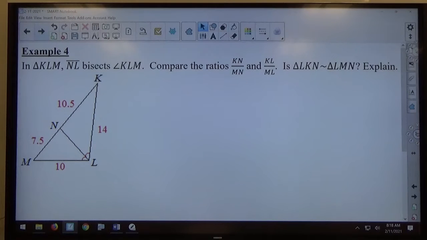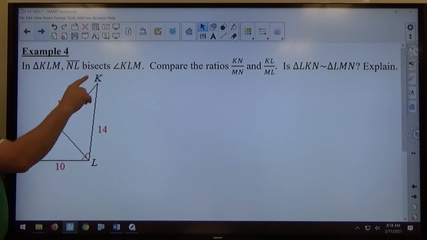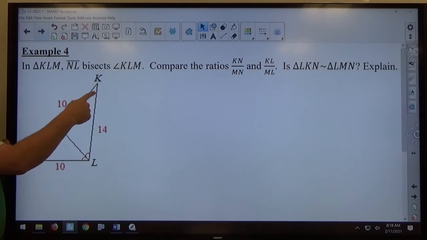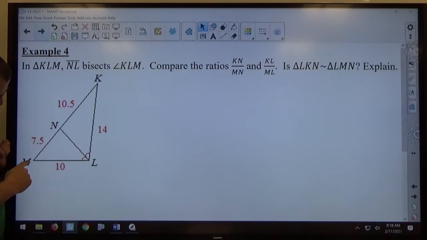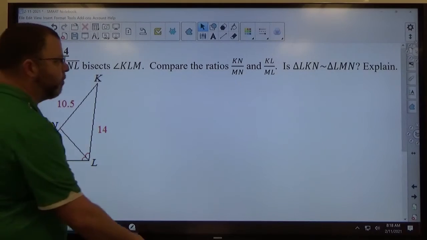All right, in triangle KLM, it says NL, which is this segment right here, is bisecting angle KLM. So if it bisects the angle, they're identifying that KLN is the same measure as MLN. So these two angles are congruent down here in the bottom. And they want us to compare the ratios of KN over MN.